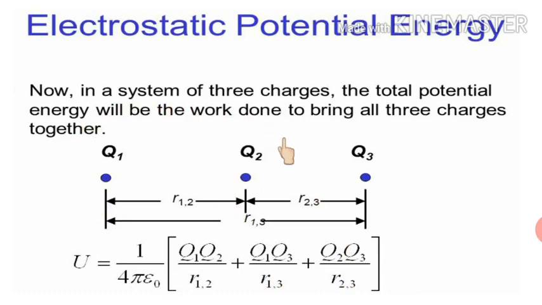Initially we can talk about these 2 charges. The electrostatic potential energy will be K Q1 Q2 upon R12. Then we will talk about Q1 and Q3, so the expression will be K Q1 Q3 upon R13. And if we talk about these 2 charges, the expression will be K Q2 Q3 upon R23. K could be taken as common, so that's why 1 upon 4 pi epsilon naught is out of the brackets. And finally we have written the electrostatic potential energy of a system of 3 charges.